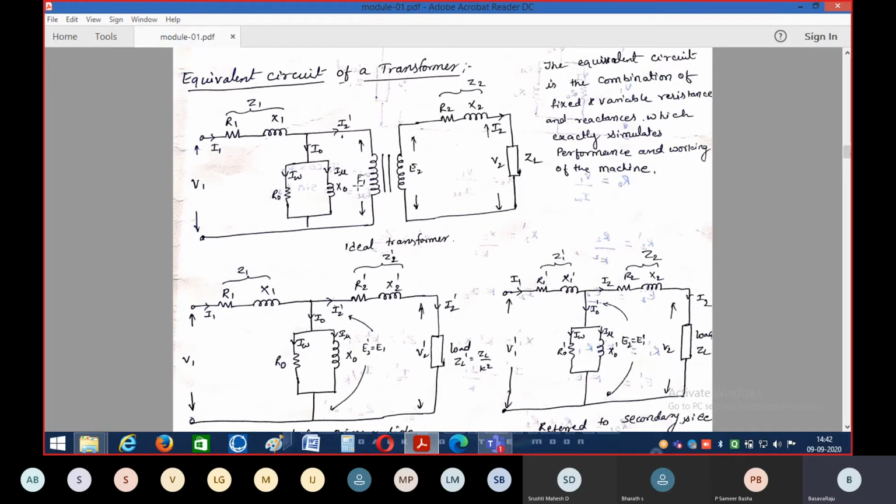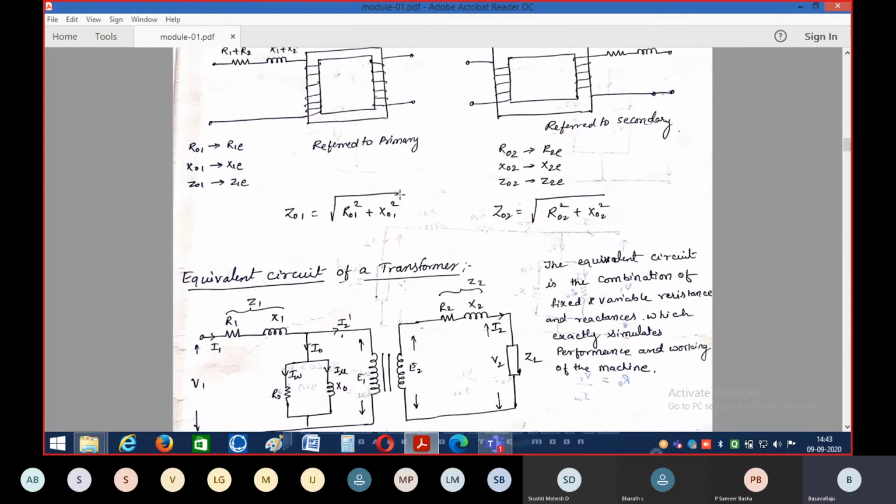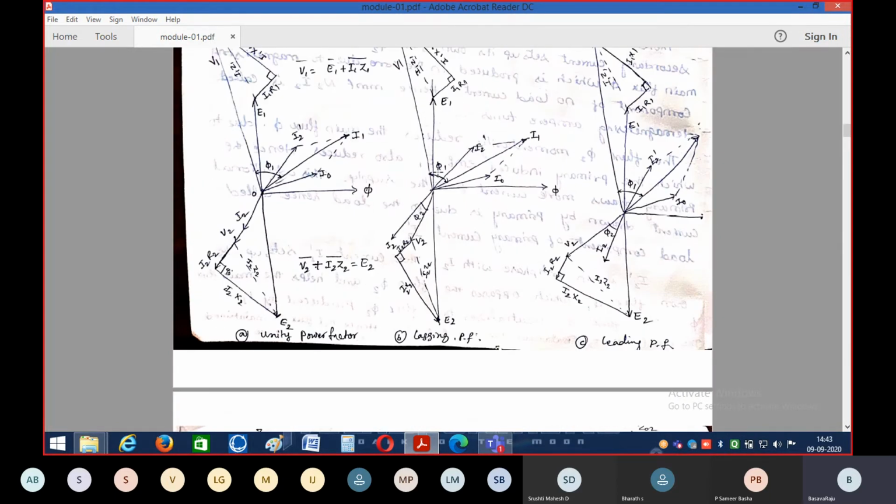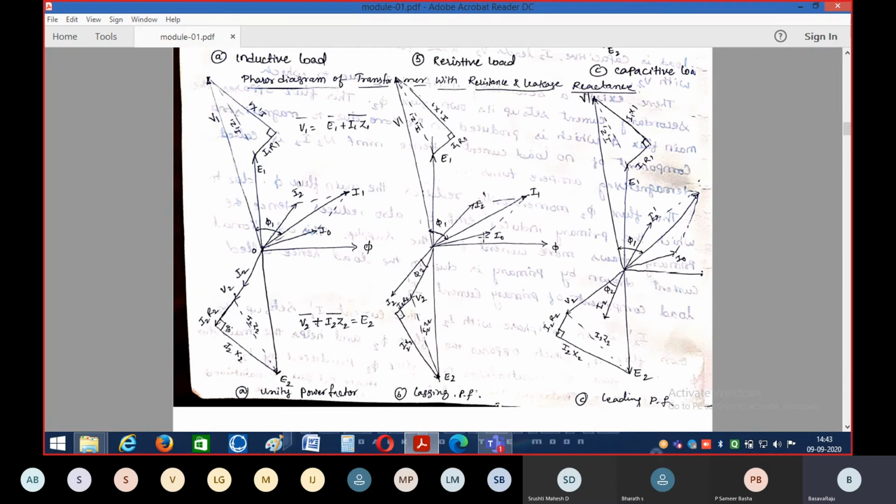V1 is equal to this voltage, that is E1 plus the voltage drop due to Z1. So V1 is equal to what we can write? E1 plus I1 into Z1. See this vector diagram? In all these vector diagrams we derive the same thing: the value of V1 is equal to E1 plus I1 into Z1.